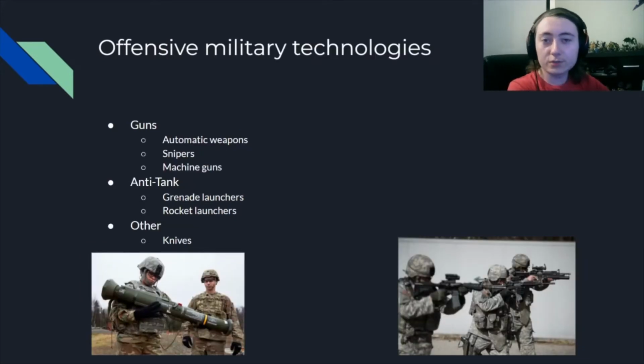Now, offensive military technologies. Starting way back, people used rocks, swords during the medieval periods, bows, trebuchets, and eventually evolved to basic guns and cannons, and finally to now, where we use automatic weapons, snipers, machine guns, anti-tank weapons such as grenade launchers and rocket launchers, and knives, as offensive military technologies.